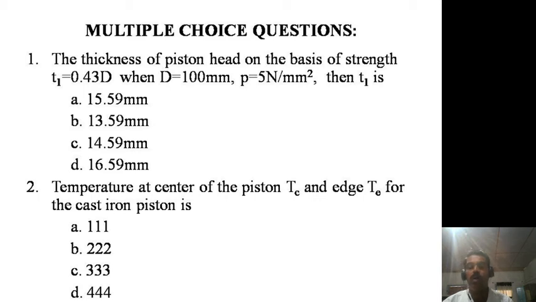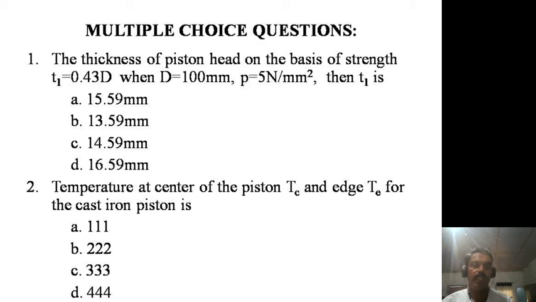So now the last topic is multiple choice questions. There are so many questions here. The first question is like this: the thickness of the piston head on the basis of strength, T1, is equal to 0.43 D, when D is equal to 100 mm and P is equal to 5 Newton per mm square, then T1. So T1 is to be calculated by using the equation, and after substituting all the values in the equation, finally you will get a T1 value. So A is the right answer, that is 15.59 is the right answer for question number 1.